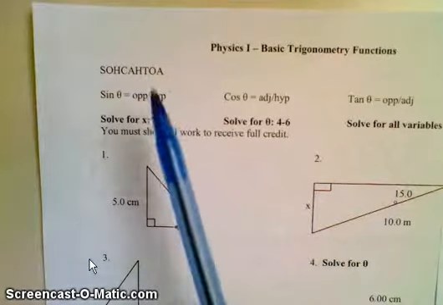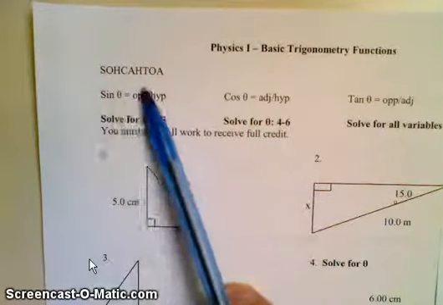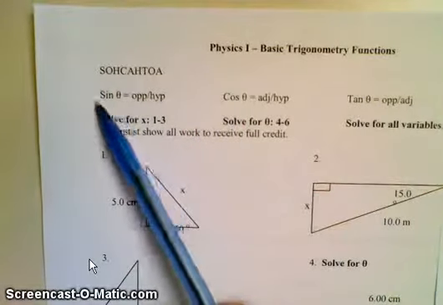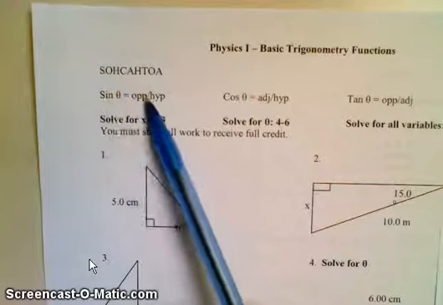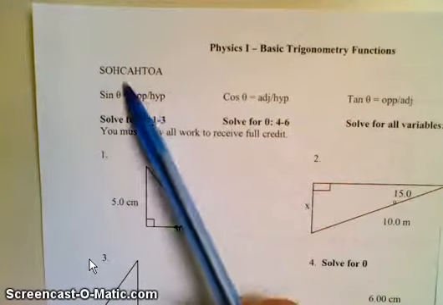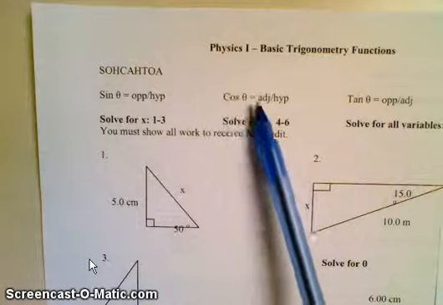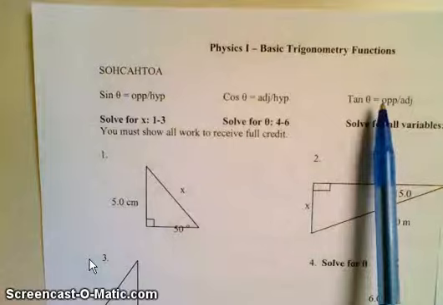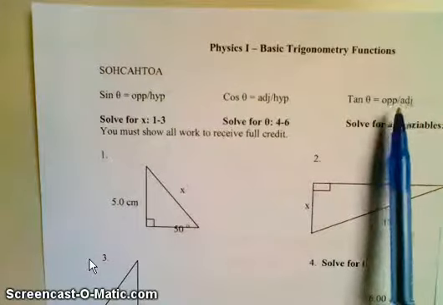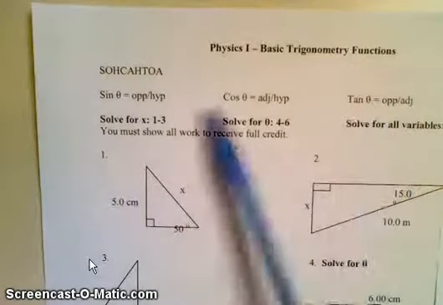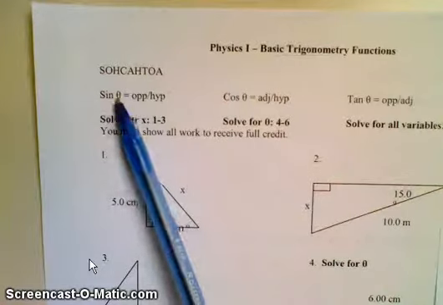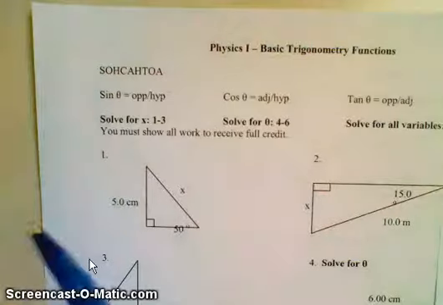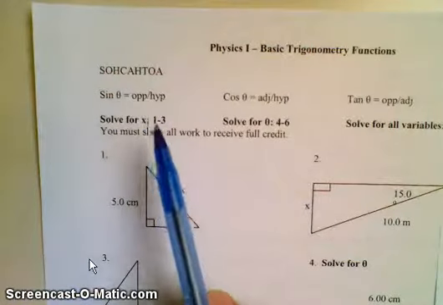So if you look here, we have an acronym, SOHCAHTOA, and many of you have heard this before for trigonometric functions. SOH stands for sine equals opposite divided by hypotenuse. CAH is cosine is equal to the adjacent divided by the hypotenuse, and TOA is tangent is equal to the opposite divided by the adjacent. And these are essentially mathematical relationships whenever you have an angle on a triangle and the sides of a triangle. So it says solve for x for numbers 1 through 3.